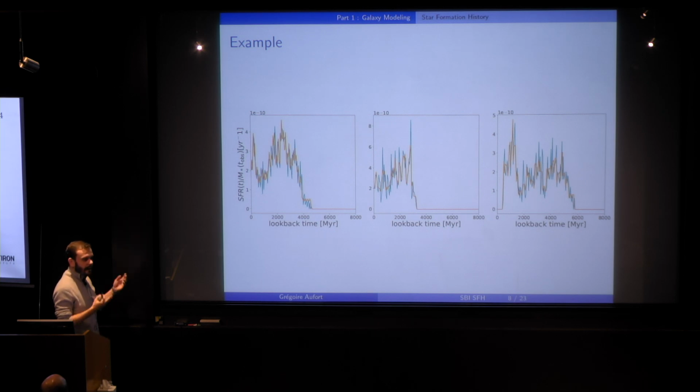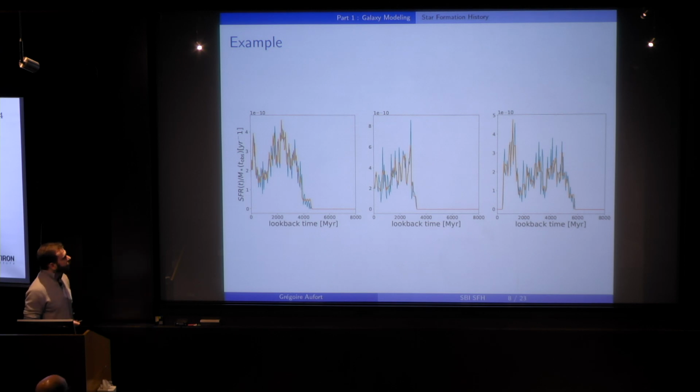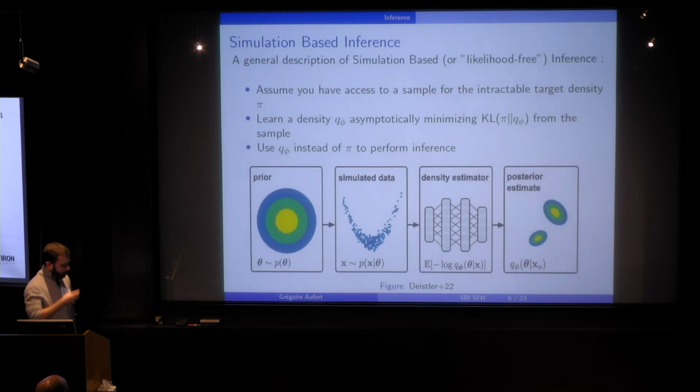And you see that you can have a large variety of SFHs. These are completely quenched on the right, clearly very active on the left, starting at different points at different redshifts. And now I have a problem on which I can meaningfully perform inference. And to do that, I use SBI.